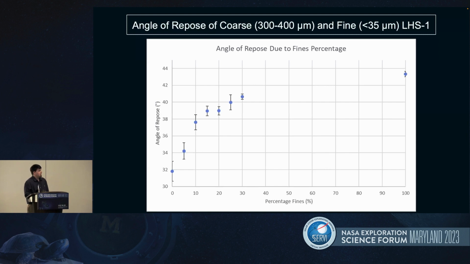So you can see here that at 0% fines, the angle of repose is really low. Immediately after we add some fines to the mixture, it jumps up to about 35, and then to around 38. And then after 15% fines, you can see it really starts to taper off. So you get really a diminishing increase of angle of repose.